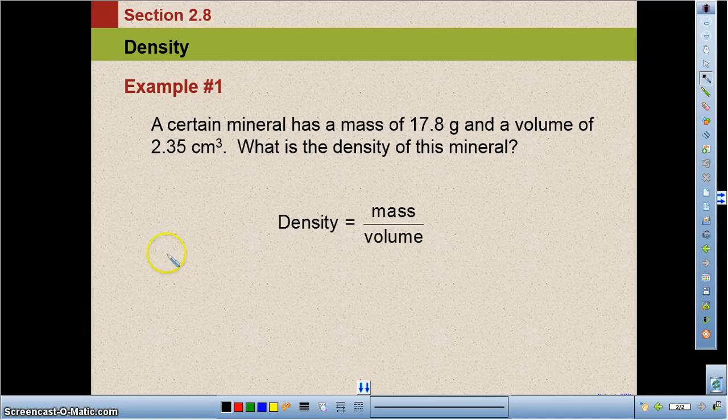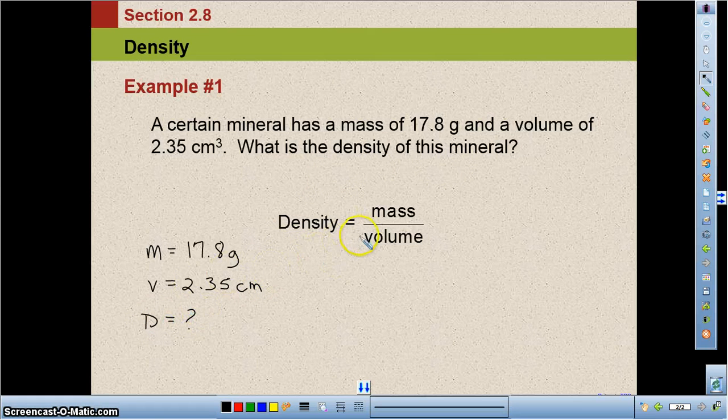Now we need to write down the information that we have, and we need to be very detailed about it and very orderly about it. This is going to be the way we do all of our problems so that it's easy for us to figure out what information we have and what information we need. So let's go through here. It says a certain mineral has a mass of, so we have mass, and that's going to be 17.8 grams, and a volume of, so let's write volume, 2.35 cubic centimeters. What is the density? So density is what I want to know.